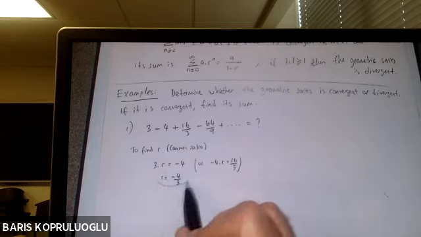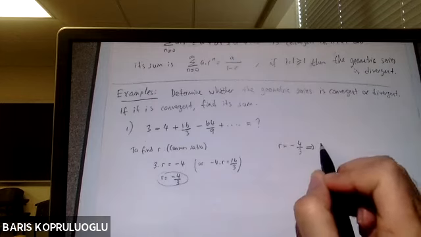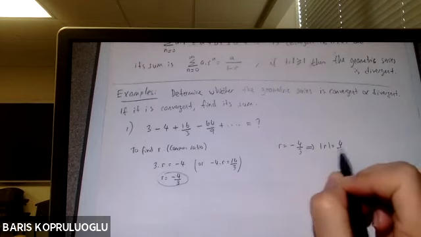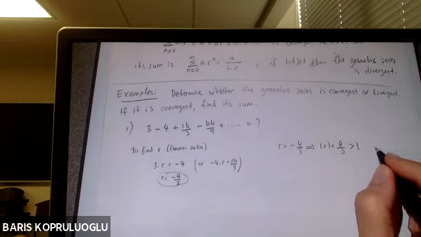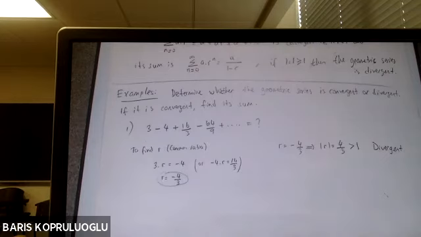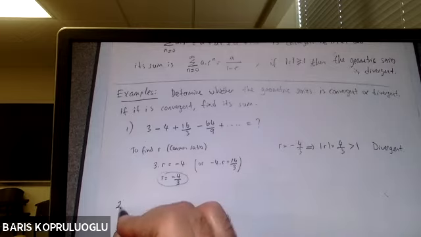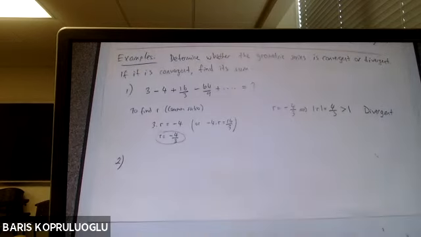So if r is -4 over 3, its absolute value is 4 over 3. Is it greater than 1 or less than 1? It's greater than 1, so it's divergent. And the question is finished. Any questions on the first example?